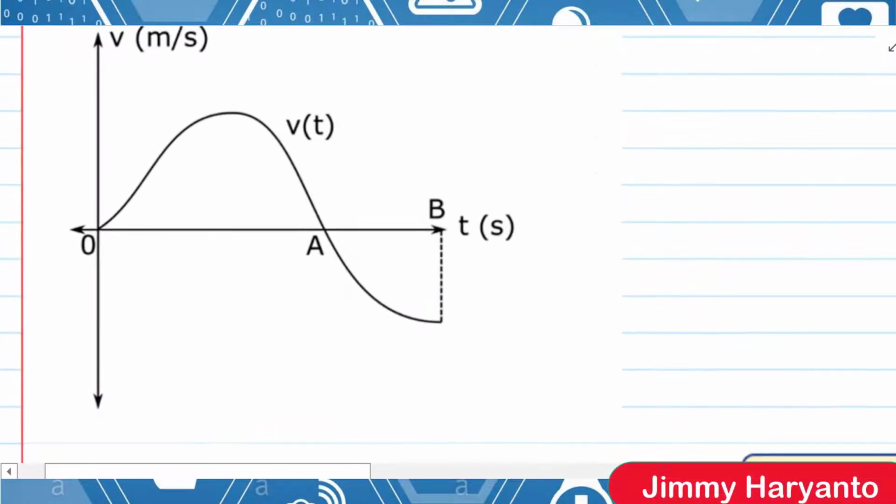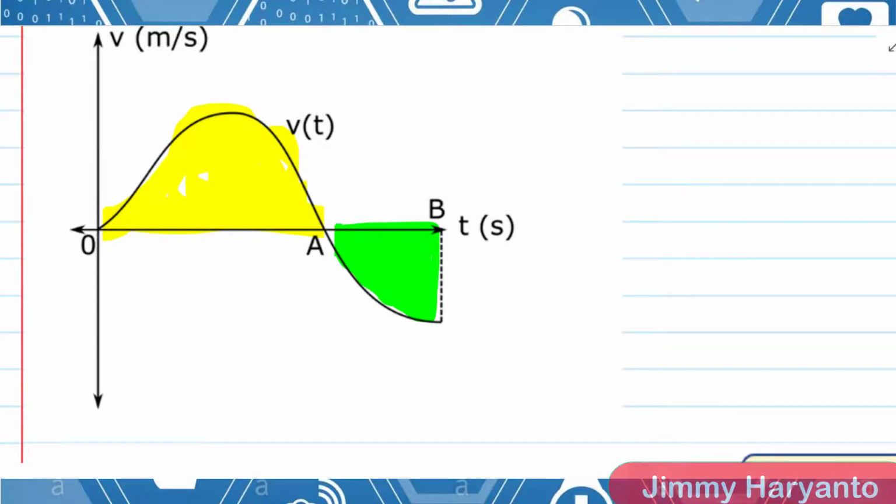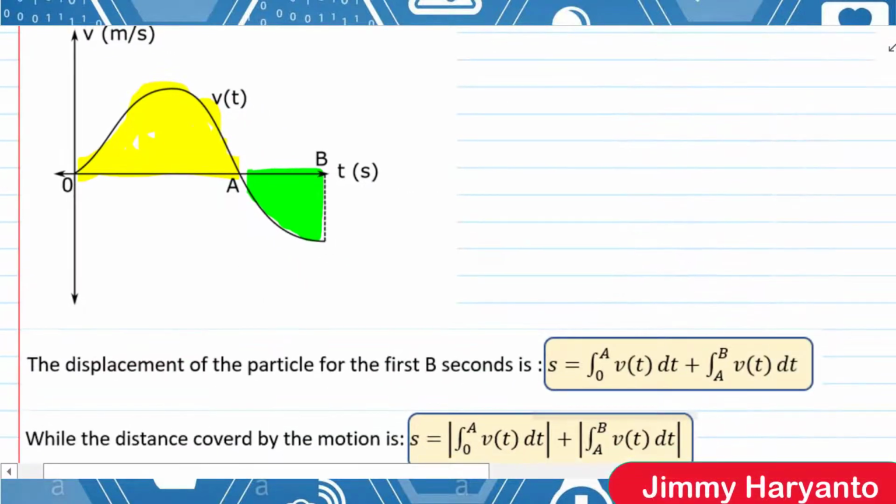Okay, so for this one we can separate the region into two parts. The first one is the yellow one and the second one is the green one. So the displacement and distance depend on this area, and we already know that when we want to find the area of a curve, we have to use integration, right? So the formula will be like this.